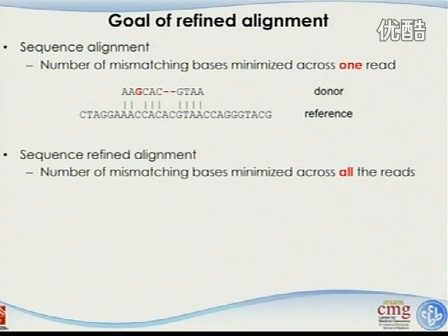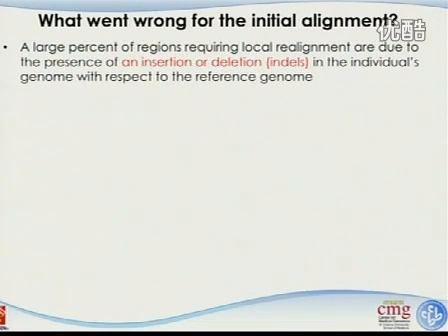So here is the reference, and this is the donor. We're sequencing. There's a SNP here. There are a couple of deletions. And the bottom line is that the initial goal is across one read, but for the refined alignment, the number of mismatching bases is minimized across all the reads. Let's see why it's important, and what went wrong for the initial alignment.